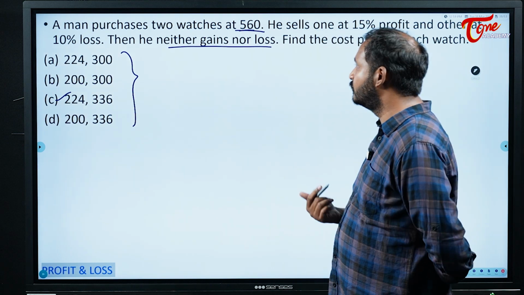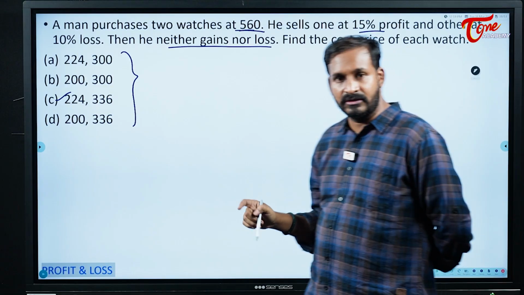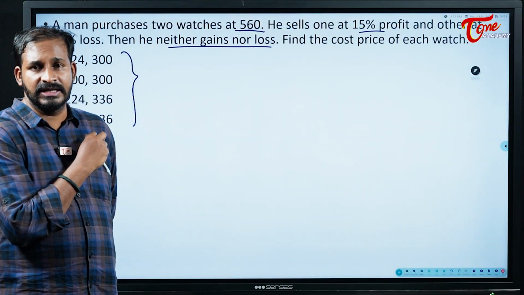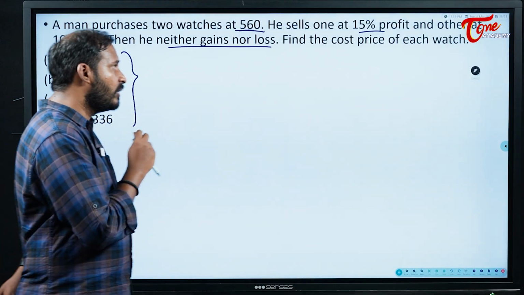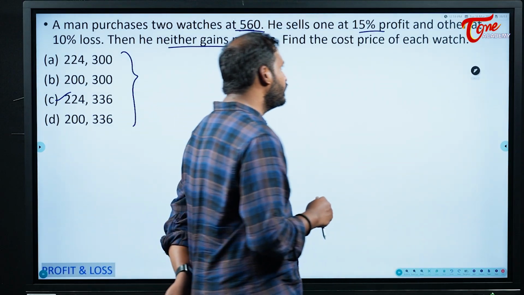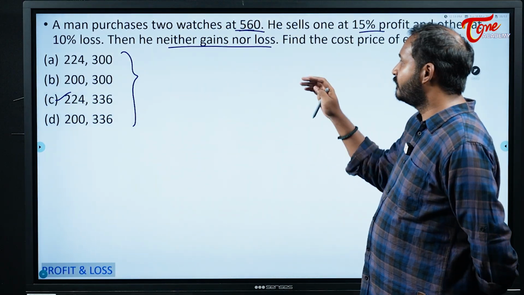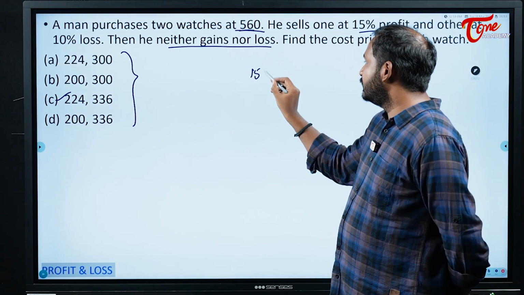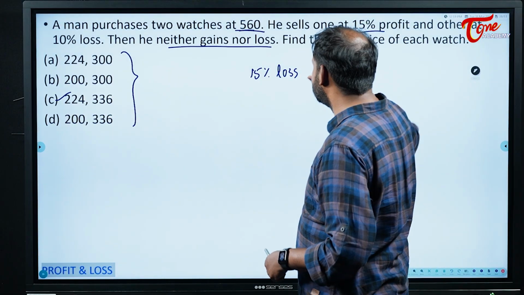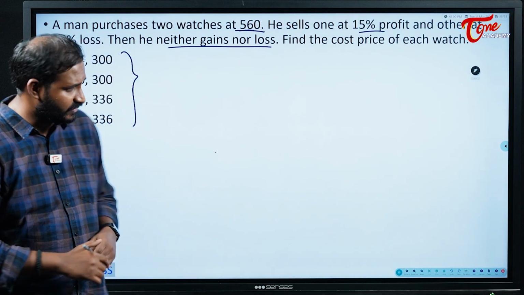Then how are we going to solve those questions? See here, he sells one at 15% profit and the other at 10% loss, right? On one he is getting 15% profit and on the other a 10% loss. Now please try to think in that manner and try to get the answers for this type of questions. Okay. Now we will see the shortcut. First of all, we will see the lengthier process and then we will go to the shortcut. Why? Because these are very, very important questions for us.